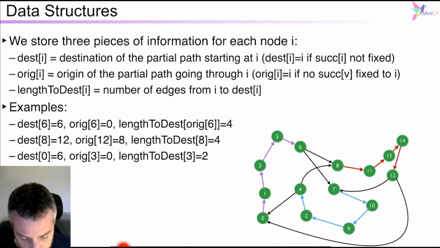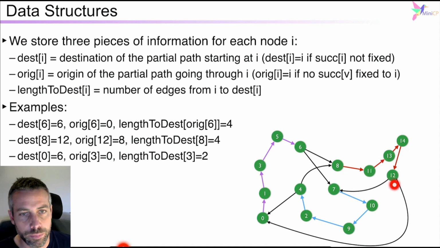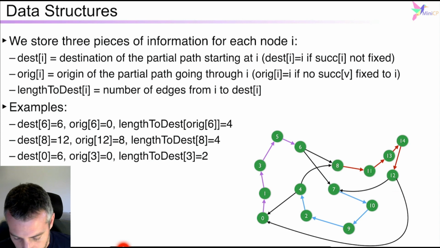Let's consider 2 more examples. We are interested in the destination of node 8. You see that the partial path is ending in 12, which is why we put 12 there. The origin of the partial path ending in 12, we come back to the partial path, is 8. And the length to the destination of 8 is 1, 2, 3, 4. Again, we have 4 edges until the final destination of the partial path originating in 8.